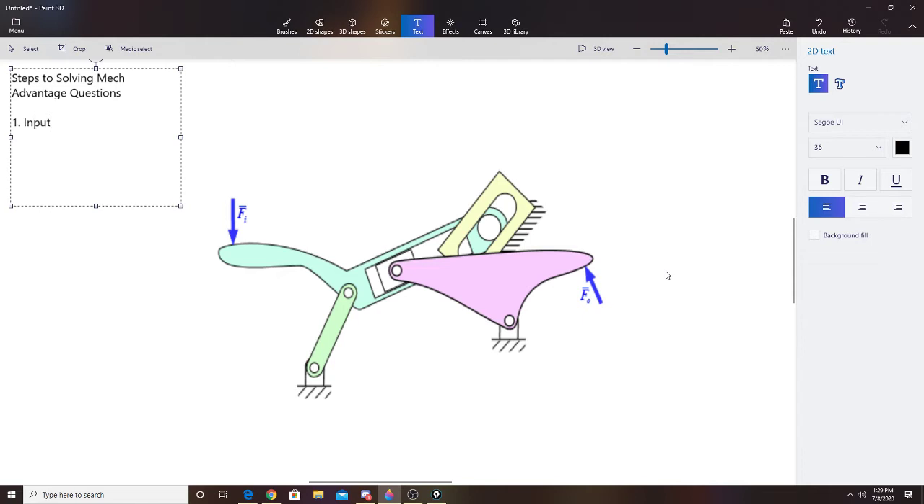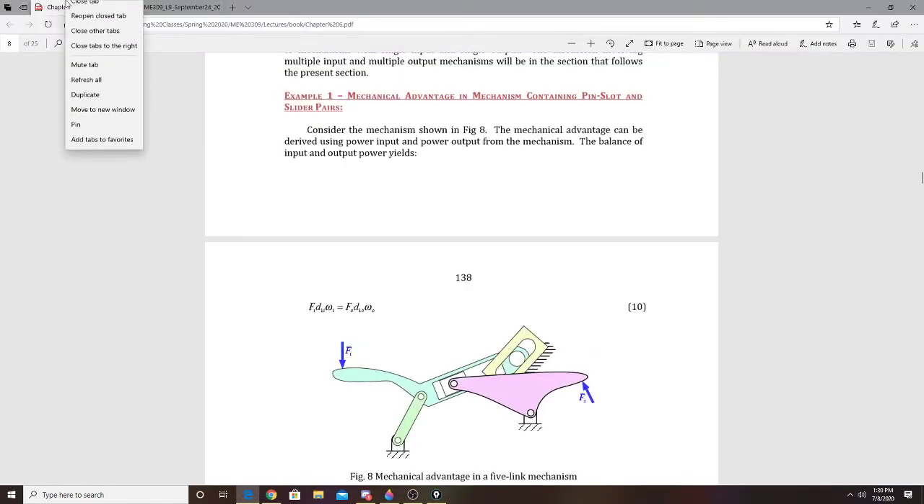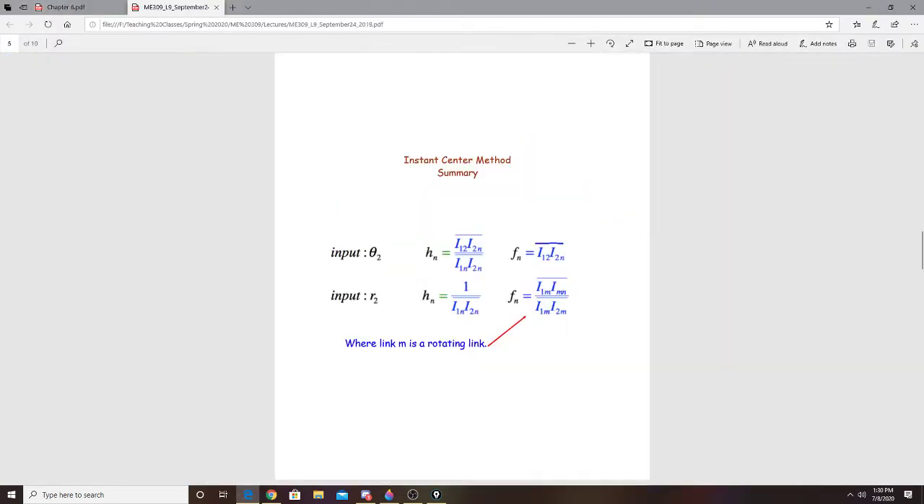So input, output, force, relationship. So input output relationship equation, right? I need to shut Epic Pen down. So while you're thinking of that, what do you think the input-output relationship is?